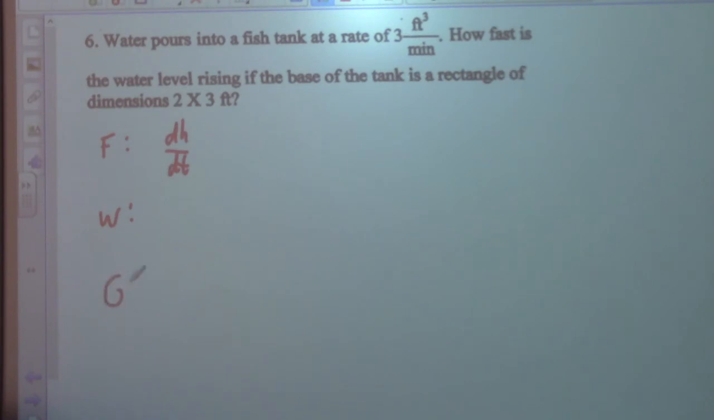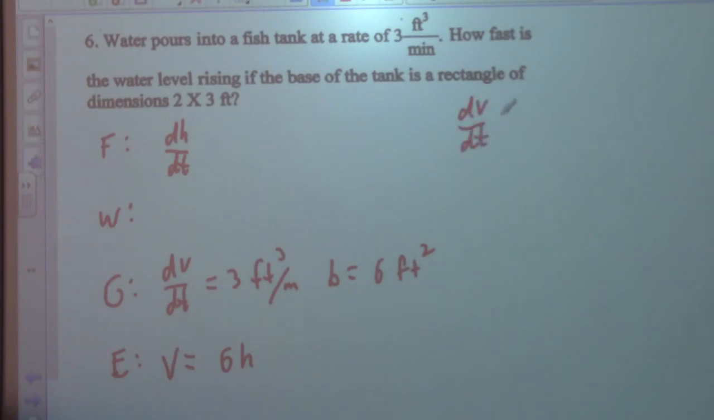And what are we given? We're given dV/dt equals 3 feet. And also your base is equal to 6 feet squared, right? And what's our equation going to be? Volume equals 6h, right? So 6h. So let's find the derivative of this. So we get dV/dt. And what's our derivative of this? It's going to be 6 dH/dt. Let me write that down.